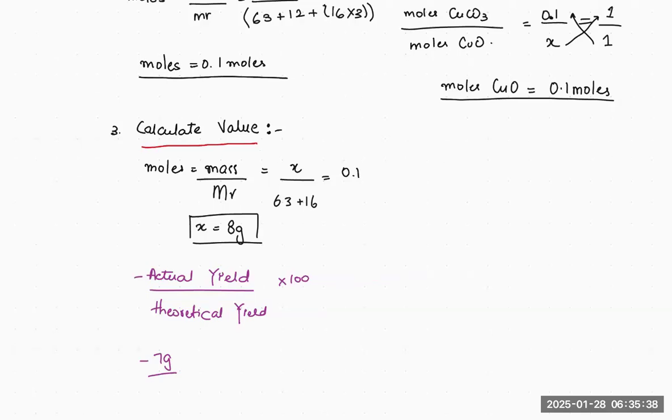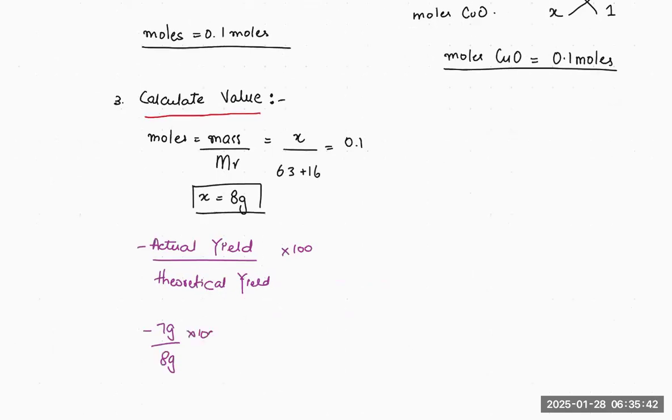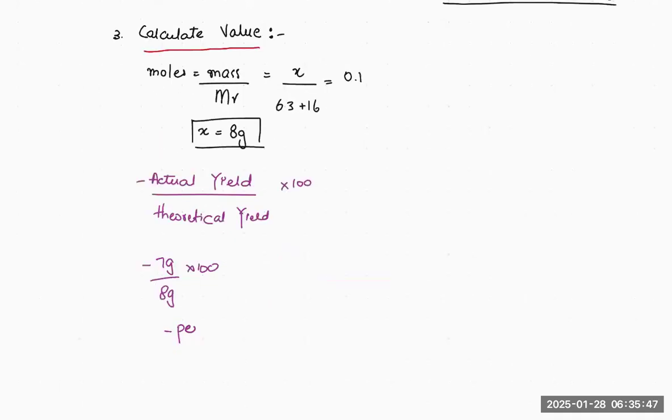So what do we get as our percentage yield, Hajra? Can you calculate? 87.5%. 87.5%, correct. Good. That's how you guys are going to calculate your percentage yield.